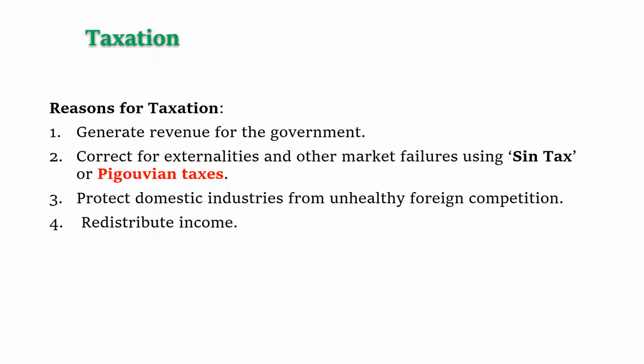And then the fourth one is to redistribute income. Now we hear about income redistribution. Taxes are normally levied in order to help redistribute income. We talk about progressive taxes, we talk about regressive taxes. Now you have the pay as you earn tax system, and for those people who earn more, they pay more taxes. Those people who earn less, they pay less taxes. So government uses taxes here to help redistribute income in the economy.